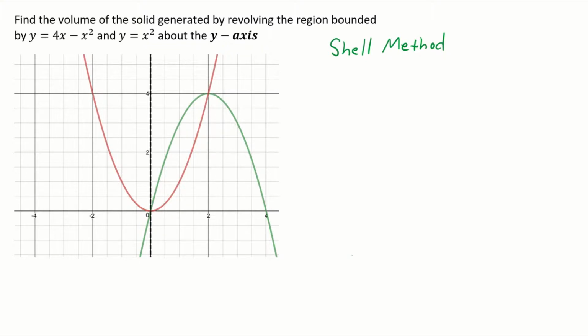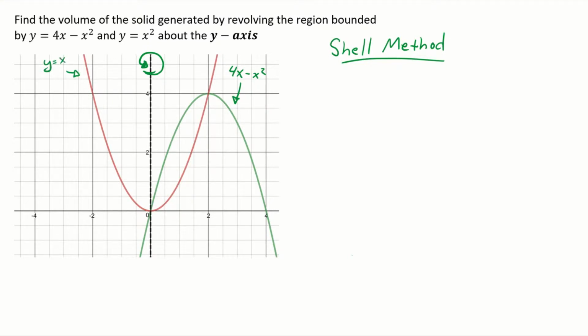In this specific problem, we're asked to find the volume of the solid generated by revolving the region bounded by y equals 4x minus x squared and y equals x squared about the y-axis. So we're revolving around the y-axis right here. I already did some of the legwork by putting in a graph of those two curves. The green one is the upside down parabola, 4x minus x squared, and the red one is y equals x squared.